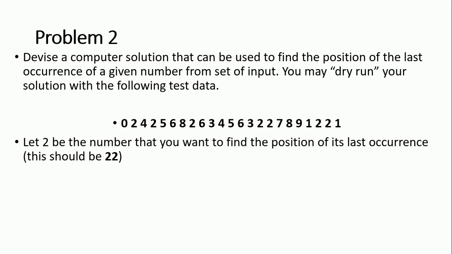We already know what the dry run means. Dry run means that after we are done with our code, you should test it with some values to check whether the code runs. So the question now says, let the number you want to find the last position of its occurrence be the number 2. So in that case, we are looking for the position of 2.